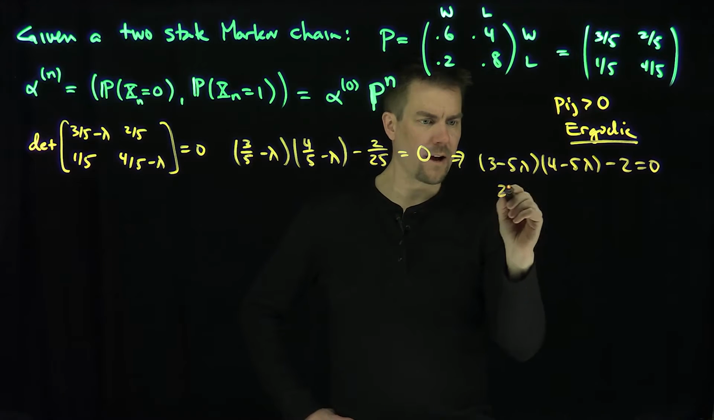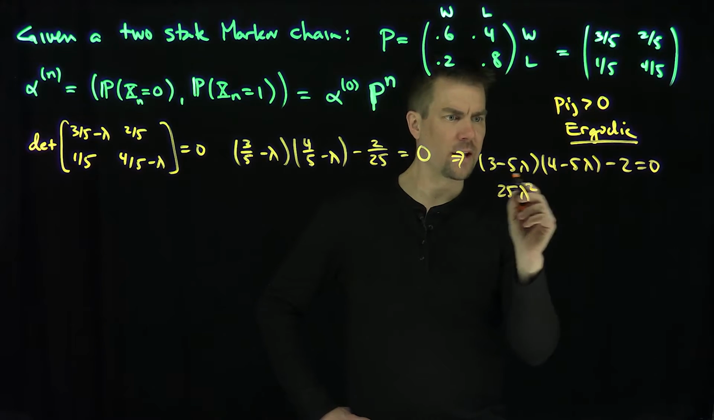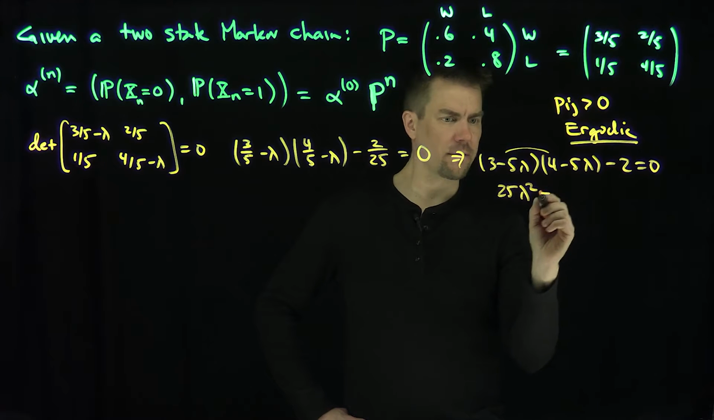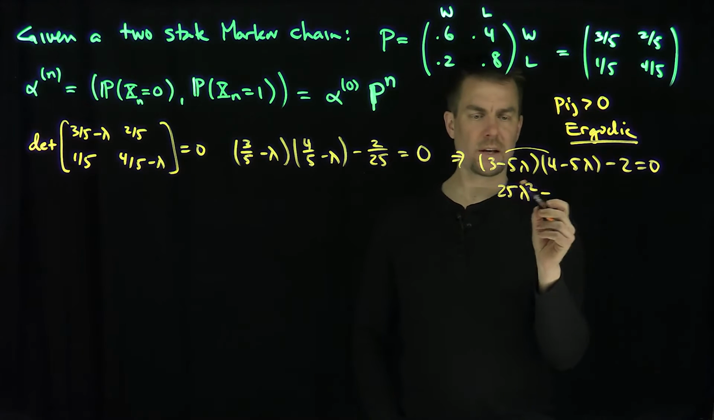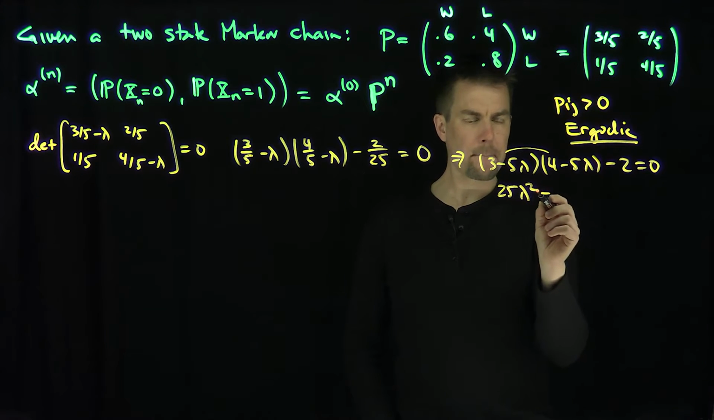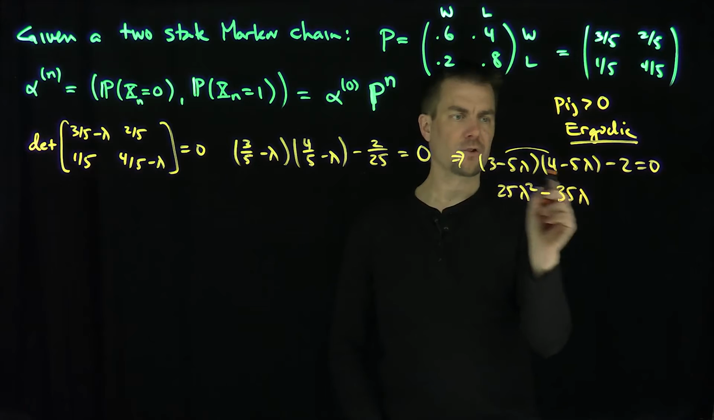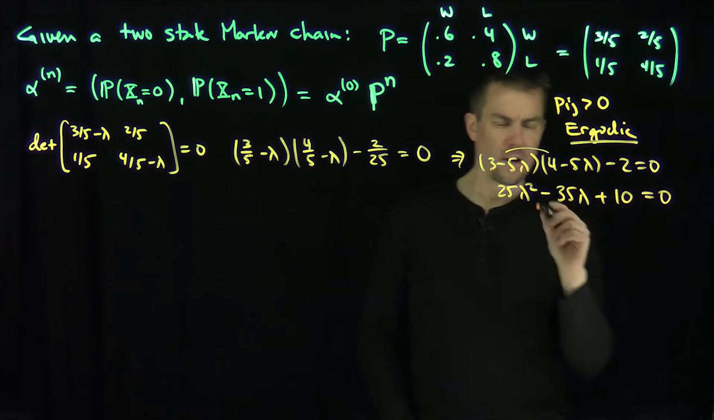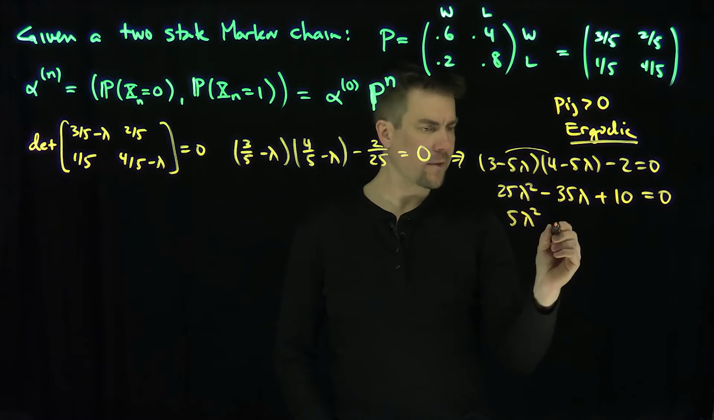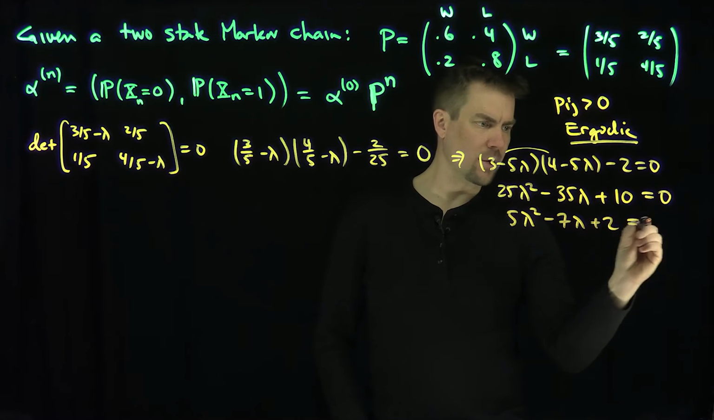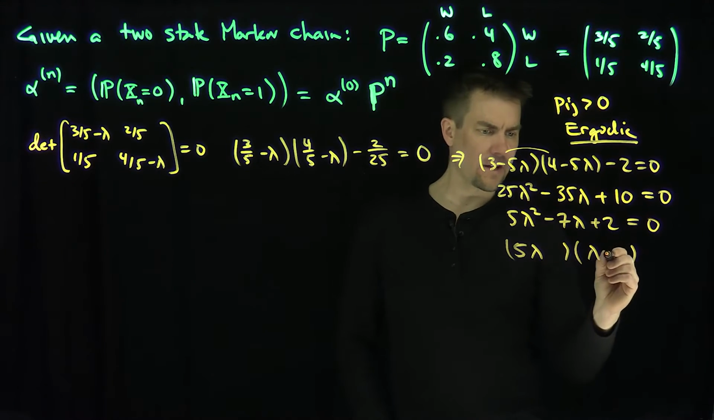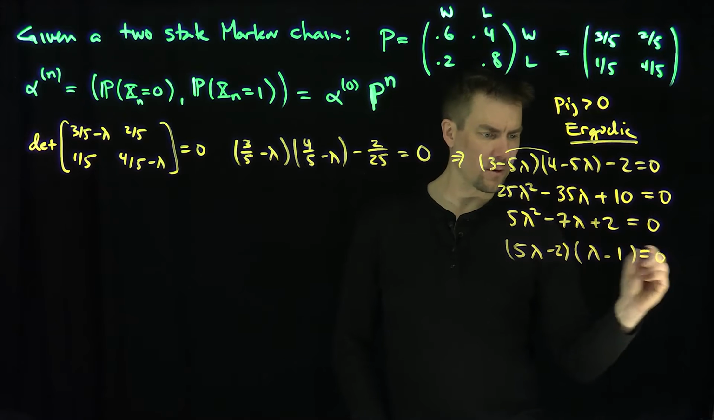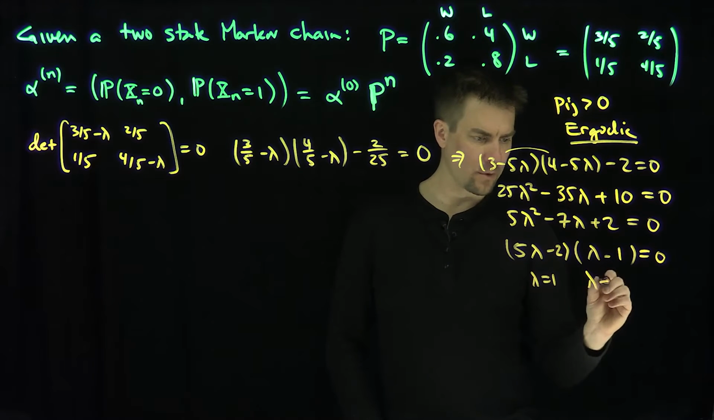So over here, what are we going to have? We're going to have 25 lambda squared, and then negative 20 lambda and negative 15 lambda, so that's negative 35 lambda. And then 12 minus 2, that's plus 10, equals 0. I'm going to divide by 5, so I have 5 lambda squared minus 7 lambda plus 2 equals 0. If I factor this, I have (5 lambda minus 2)(lambda minus 1) equals 0. So my eigenvalues are lambda equals 1 and lambda equals 2/5.